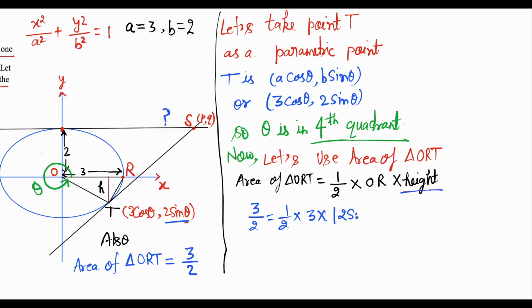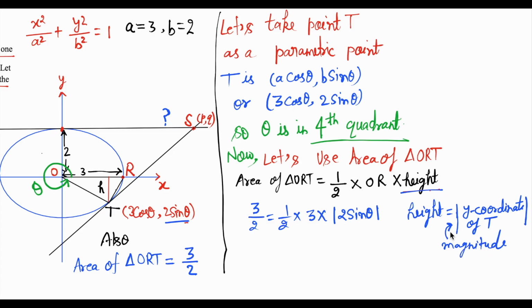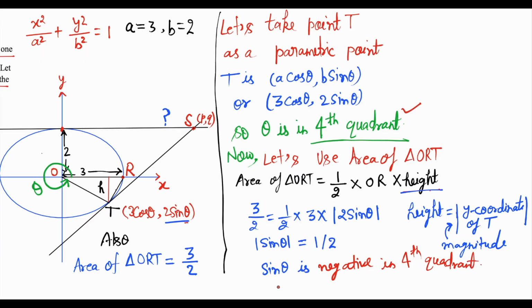But be careful in the area calculation. In area, height is taken positive, which is the magnitude of the y coordinate of point T. So now we have mod of sin theta equal to 1 by 2, and our theta is in the fourth quadrant and sin theta is negative in the fourth quadrant, so we take sin theta equal to minus 1 by 2.